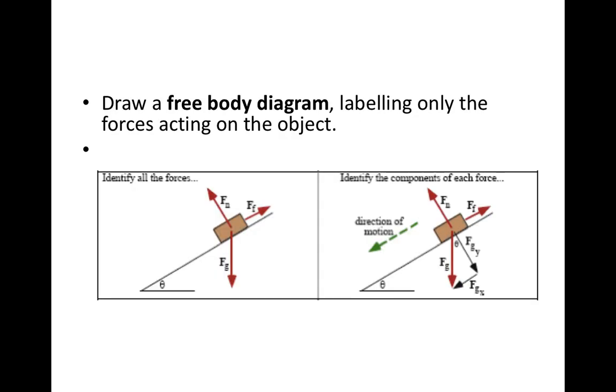So we can first draw the free body diagram. The only difference between this free body diagram and the one we saw earlier is that now there's a force of friction, and friction always acts opposite the direction of motion. Okay, and so in this case, friction will depend on Fn. Okay, that's what it will essentially depend on. We can draw a free body diagram labeling only the forces acting on the object.